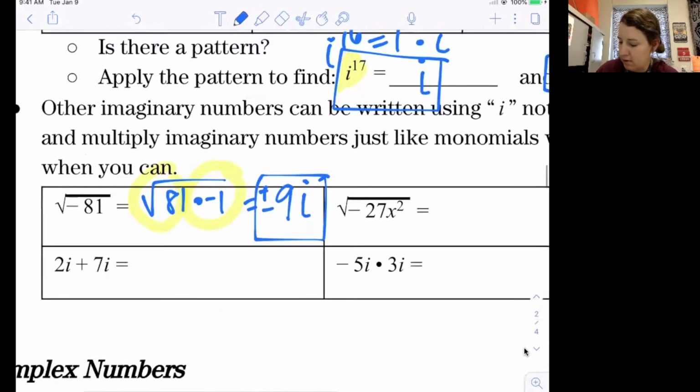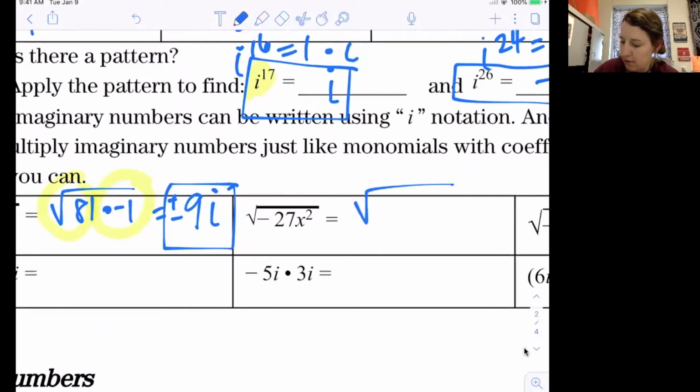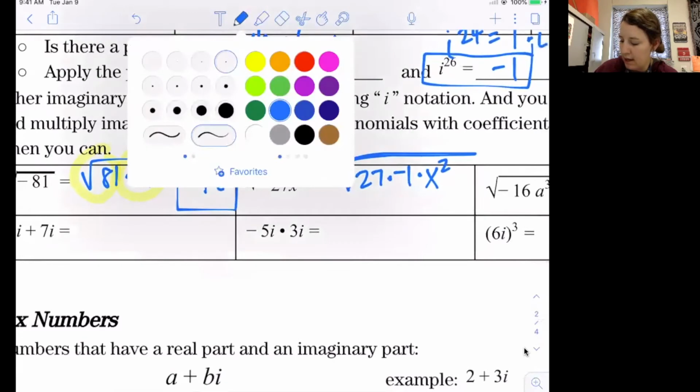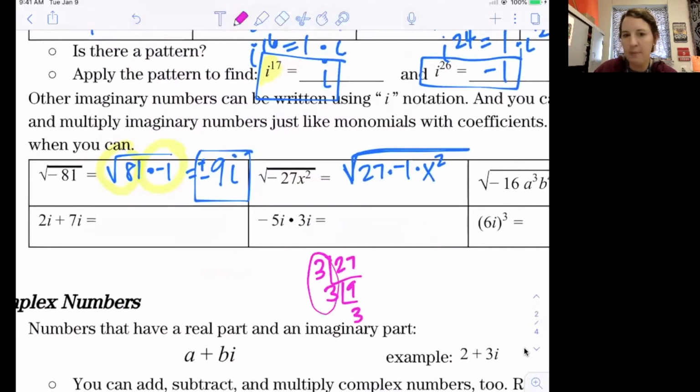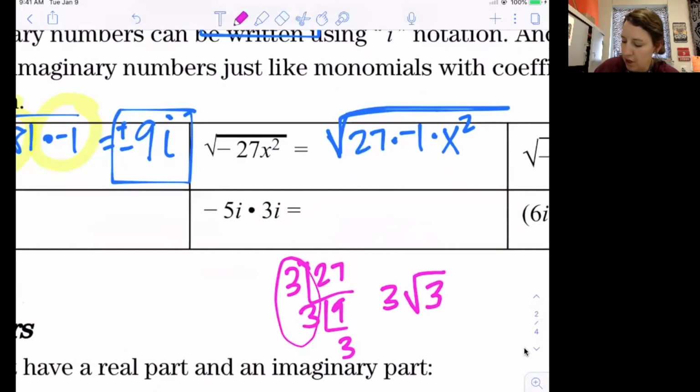Okay, 27. So I can write this as square root of 27 times -1 times x squared. 27 is not something we know the exact square root of. So I'm going to come right down here and simplify that. I'm going to divide by 3 and I get 9, divide by 3 again and I get 3. So here's my pair. I have 3 square root of 3. That's what 27 is going to simplify to. And then I have the square root of -1 right here.